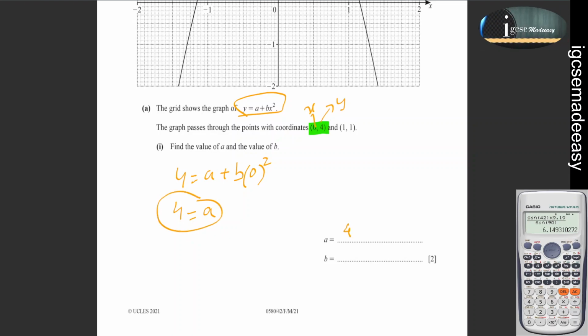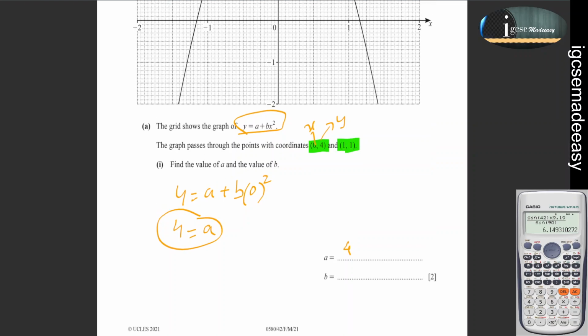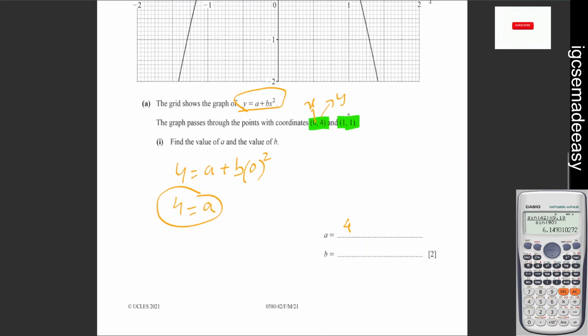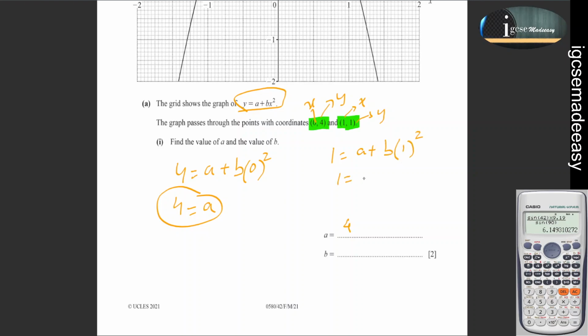But I did not get the value of b, so I'll put in this other coordinate to find the value of b. So I have this value of x and this value of y. Here y is 1, so 1 equals a plus b into x, where x is 1 in this case. So 1 equals a, which we already got as 4, so 4 plus b into 1 is b. So we can say that b equals 1 minus 4 equals minus 3.